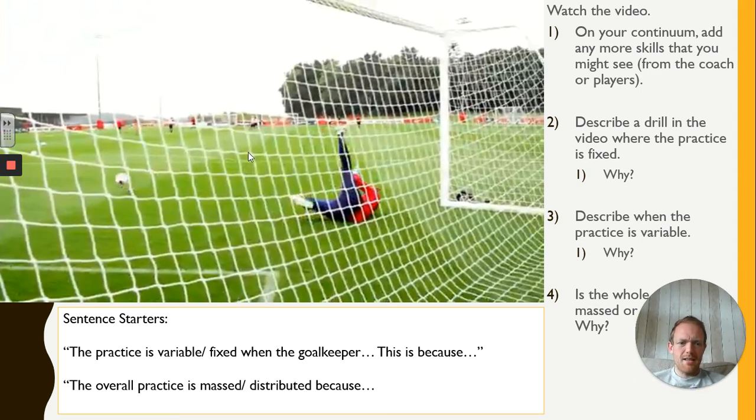Hopefully that's made sense to you there. With fixed and variable, my tip would be, I know loads of you like writing down my tips: think of the skill. What skill is it? Is that a closed skill? Is it an open skill? And that will help you decide whether it's fixed or variable. Most of the time, that is a good thing to go off.